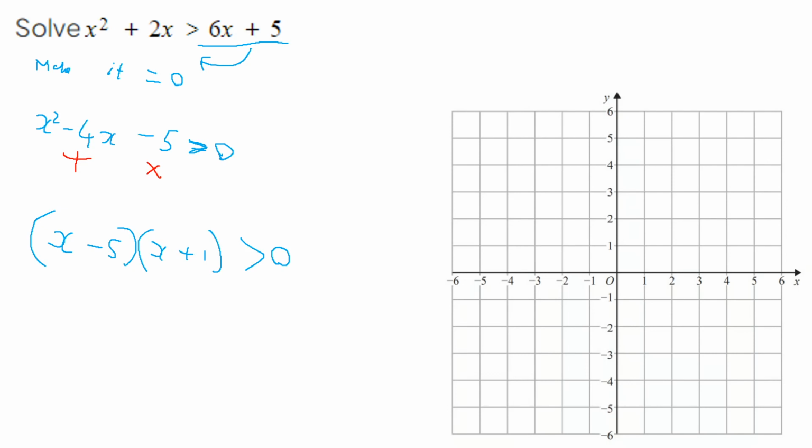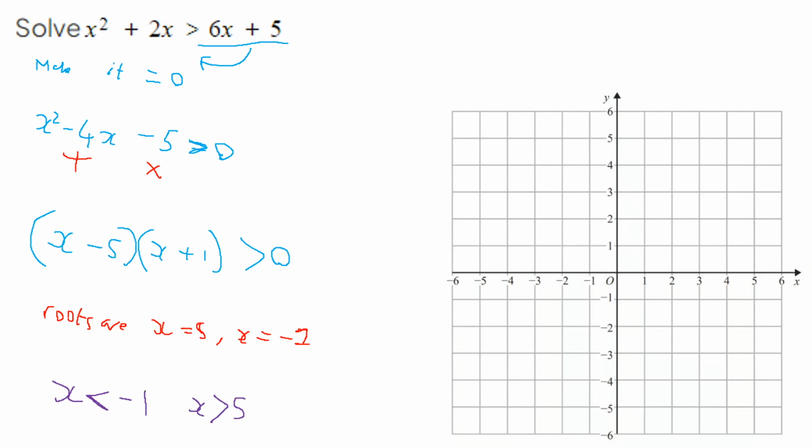And so we know that the roots are x is equal to 5 and x is minus 1. However, we cannot leave our answers like this because it's an inequality. So our solutions could either be x is less than minus 1, x is greater than 5.